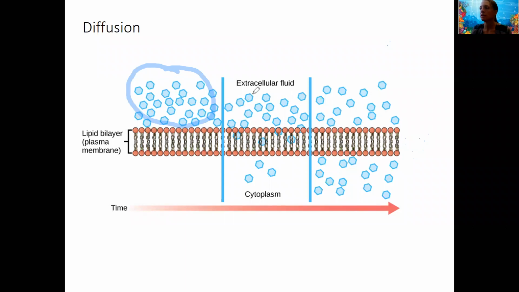So over time, these molecules start to diffuse. They move across the membrane down their concentration gradient. Over time, the amount of time depends on the size of the molecule, if this was a different thickness, the temperature, the charge, all those other things.